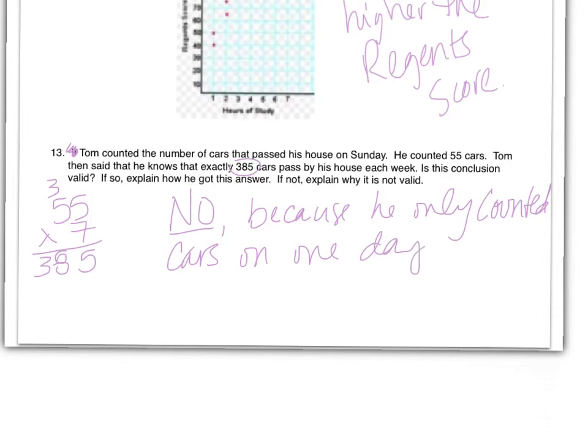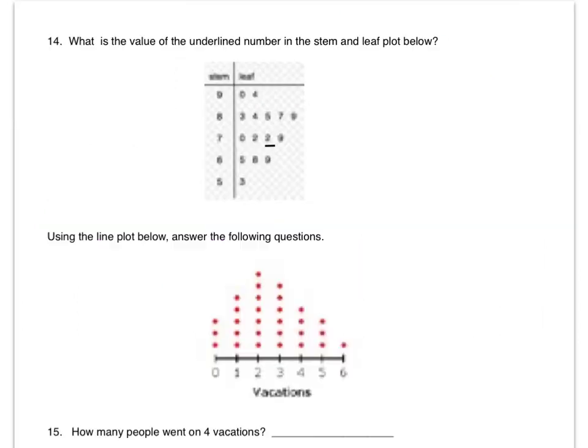And especially, he counted on a Sunday, which is not a weekday. So I'm going to put especially on a weekend. So it's not valid. Because you know that Monday through Friday, people are going to drive a certain amount to go to work or school or whatever, whereas on the weekend they might not be. So there's that.